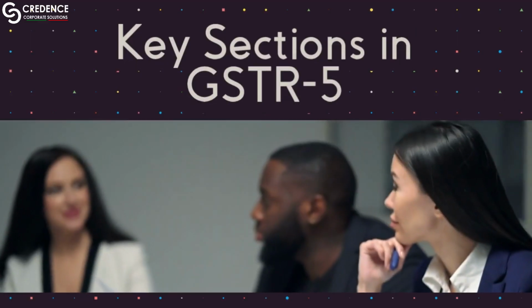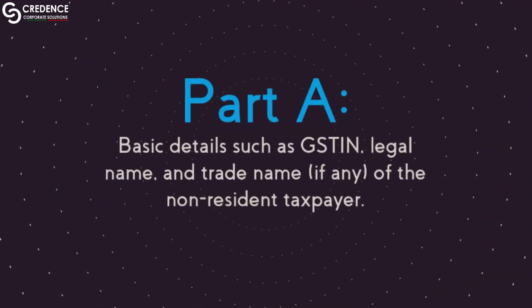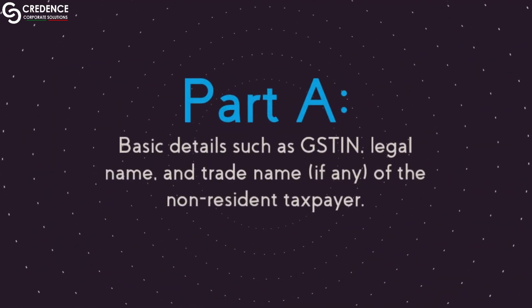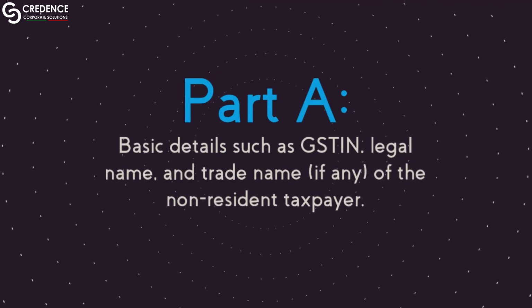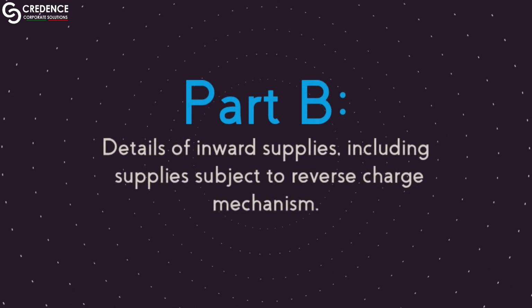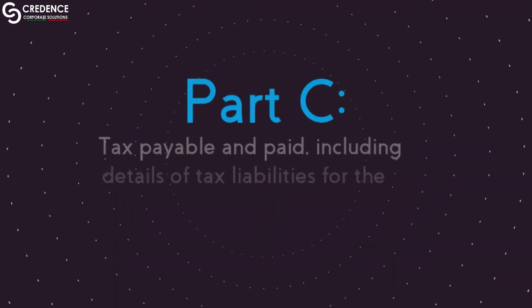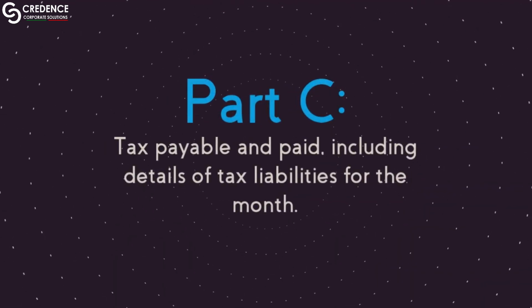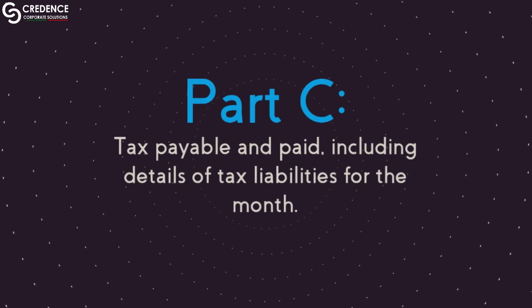Key sections in GSTR-5. Part A. Basic details such as GSTN, legal name, and trade name, if any, of the non-resident taxpayer. Part B. Details of inward supplies, including supplies subject to reverse charge mechanism. Part C. Tax payable and paid, including details of tax liabilities for the month.